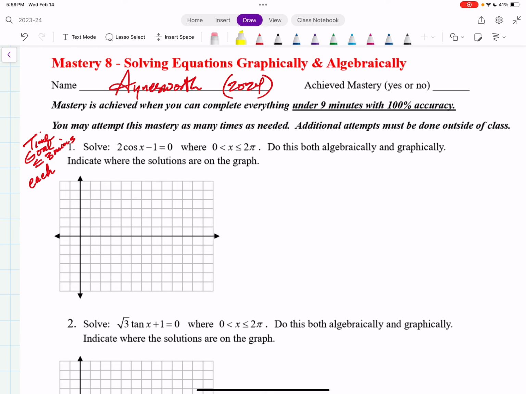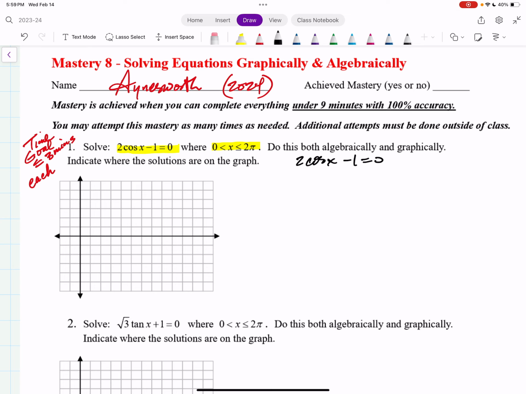We've got 3 to do here in this mastery. We're going to take 2 cosine x minus 1 equals 0, and we're going to solve for all solutions on the interval from 0 to 2 pi, where x can be greater than 0 and less than or equal to 2 pi, anywhere in that interval. All right, so let's take the equation off to the side. Here we go. So 2 cosine x minus 1 equals 0.